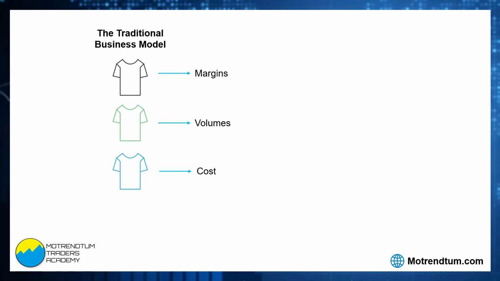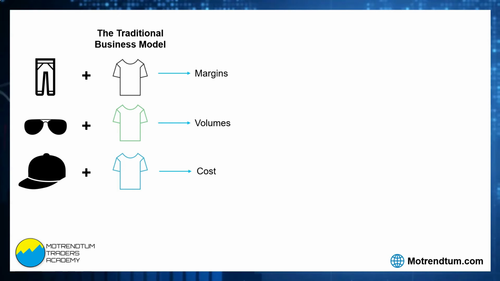Over and above selling various different t-shirts, you can add other accessories to your product portfolio. Instead of selling just t-shirts, you can add maybe jeans or pants. You can also sell sunglasses, maybe caps. You can expand the range of what you're selling to the market and continue to also increase the different kinds of variables within these different products, which have different margins, volumes, and costs.